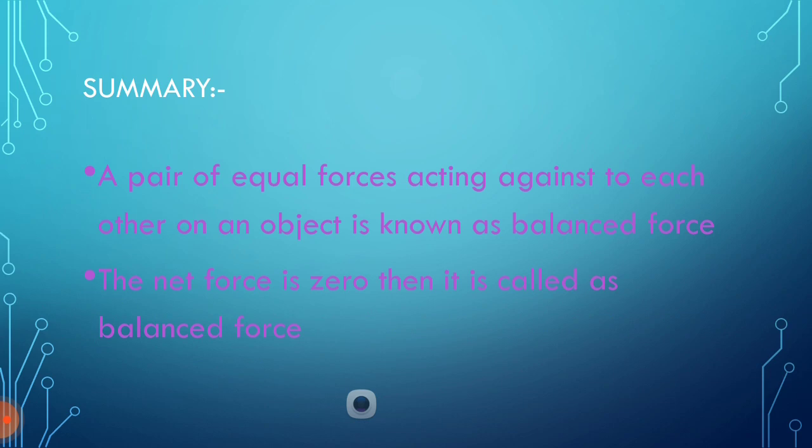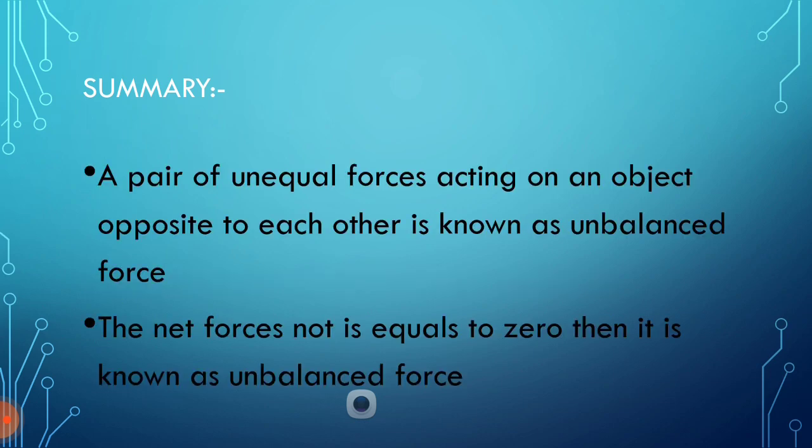A pair of equal forces acting against each other on an object is known as balanced force, or when the net force is 0, it is known as balanced force. A pair of unequal forces acting on an object opposite to each other is known as unbalanced force. If the net force is not equal to 0, then it is an unbalanced force.